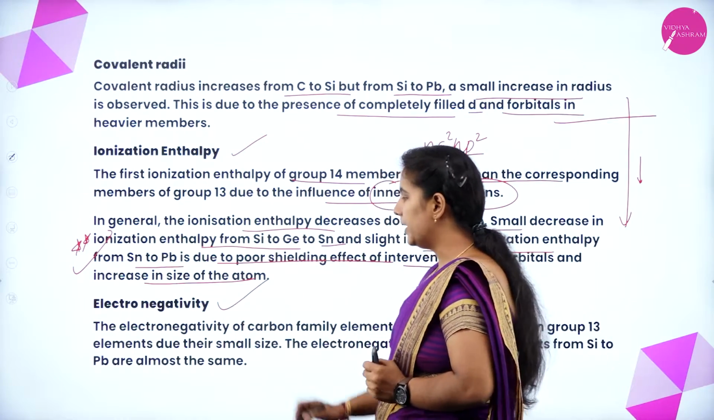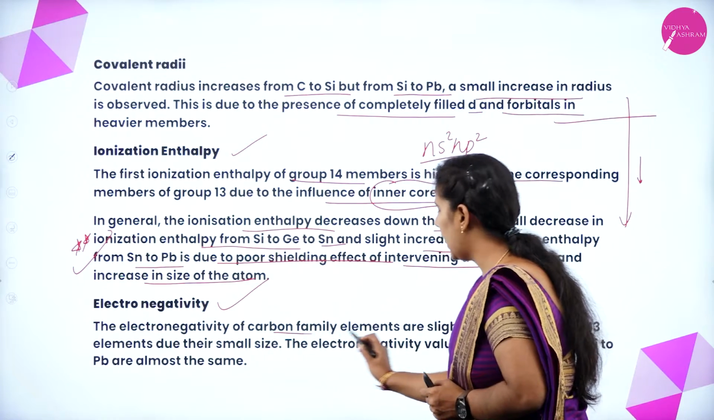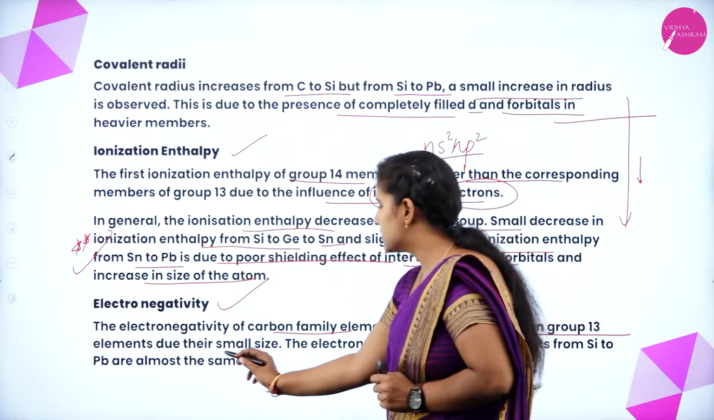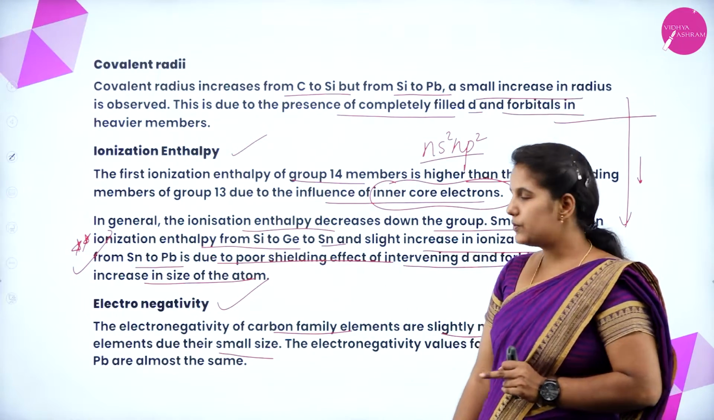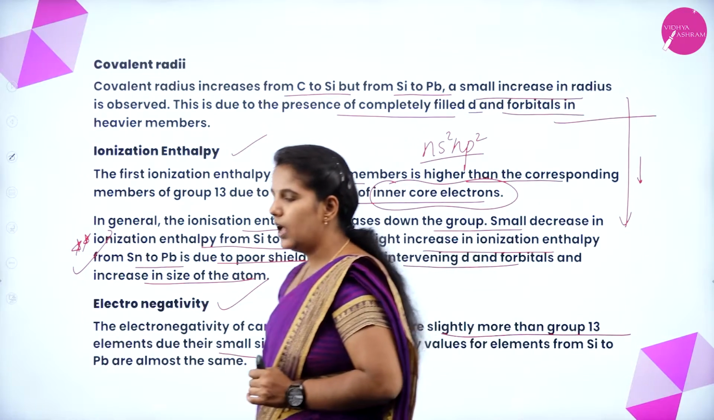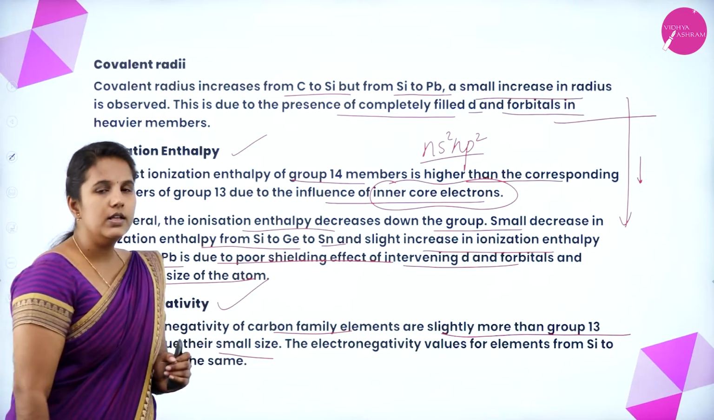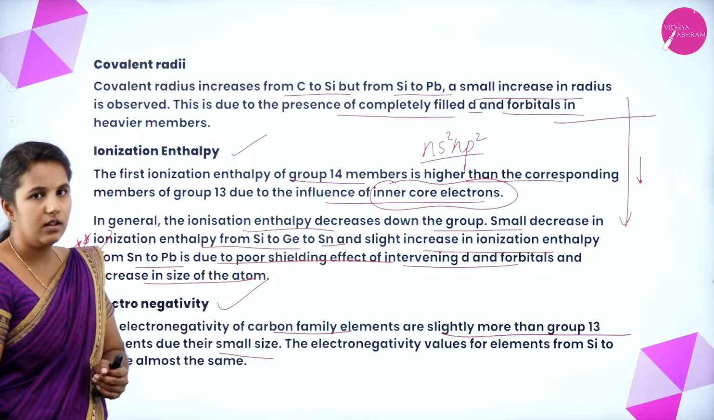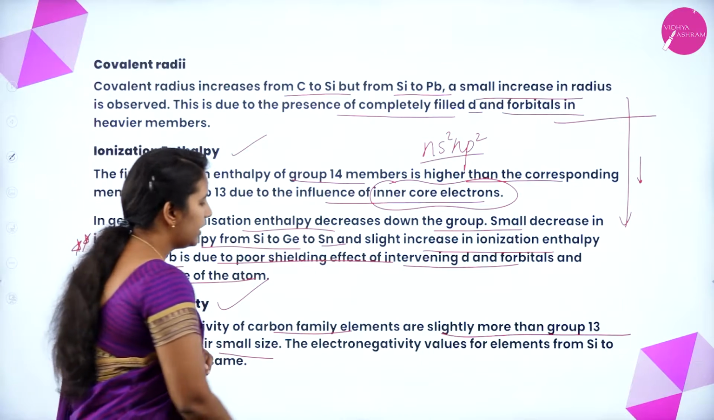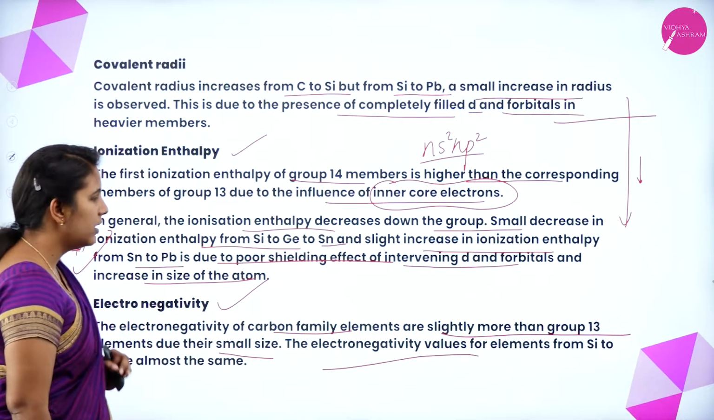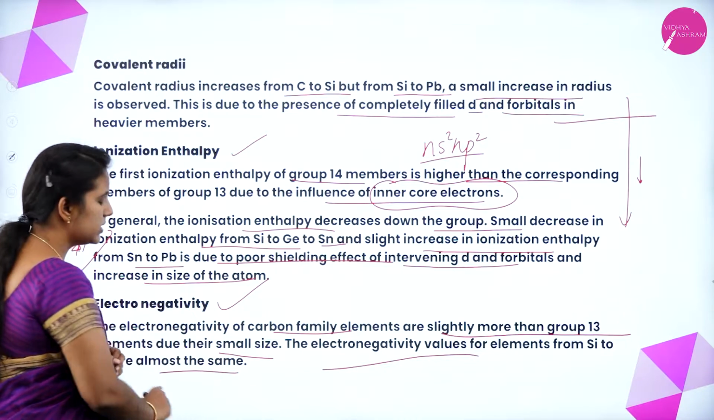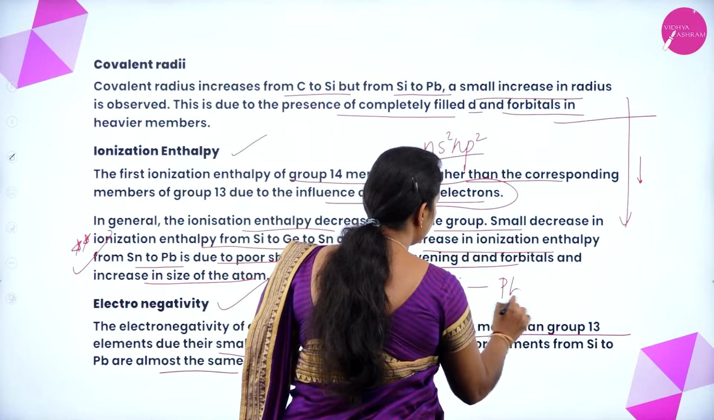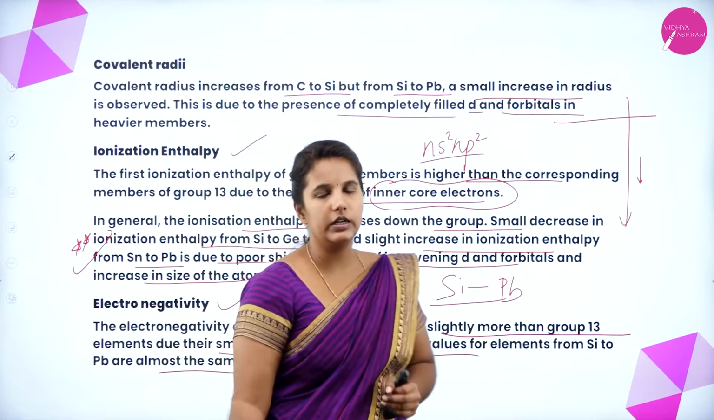Coming to electronegativity, the carbon family elements are slightly more electronegative than the group 13 elements due to their smaller size. As we know, group 14 elements are smaller in size, and a slight improvement in electronegativity is observed compared with group 13. The electronegativity values of elements from silicon to lead are almost the same. If you see silicon as well as lead, the electronegativity values are one and the same.